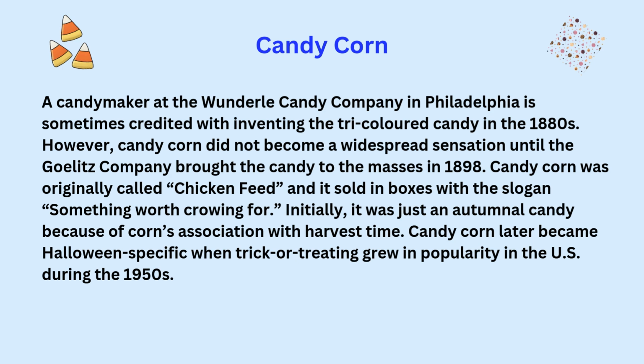Candy corn. A candy maker at the Wonderly Candy Company in Philadelphia is sometimes credited with inventing the tri-colored candy in the 1880s. However, candy corn did not become a widespread sensation until the Goelitz Company brought the candy to the masses in 1898. Candy corn was originally called chicken feed, and it sold in boxes with the slogan "Something Worth Crowing For." Initially, it was just an autumnal candy because of corn's association with harvest time. Candy corn later became Halloween-specific when trick-or-treating grew in popularity in the US during the 1950s.